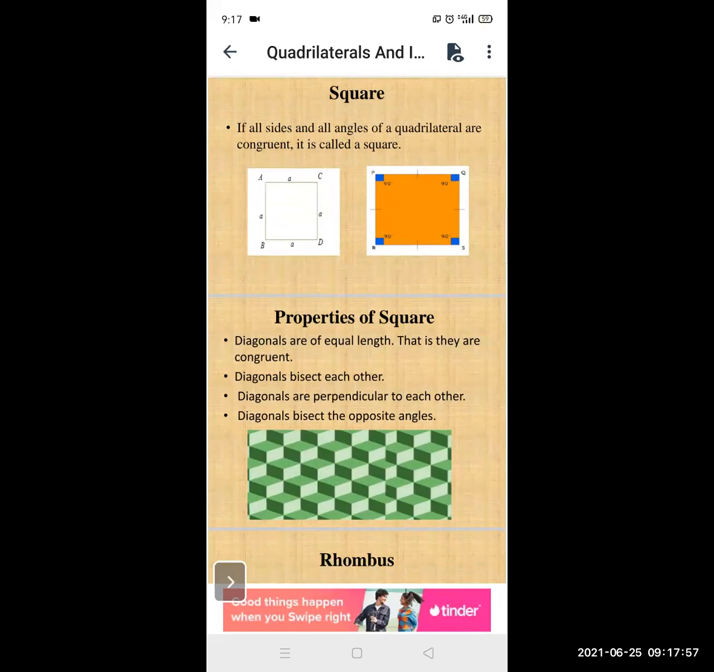And after that, the last one, diagonals bisect the opposite angles. That is the same, that it bisects the opposite angle. So this is your square.